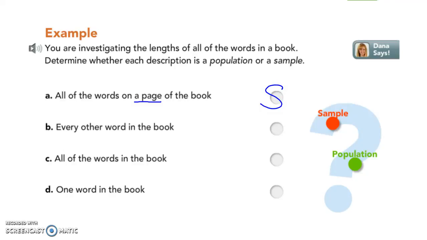B, every other word in the book, is that going to be the population or the sample? That, again, would be the sample because it's every other word. It doesn't include all the words. All right, C, all of the words in the book, that would be the population. And then one word in the book, that would be a sample. We could also say that that is a subject. That's just one individual word within the sample.